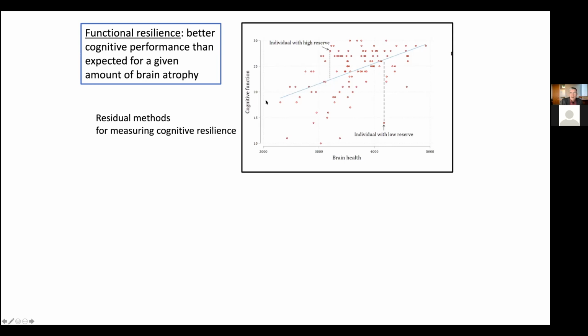I'm showing you here a graph where you're using what's called the residual method to estimate resilience. The way you do this is a regression of some measure of disease impact on some measure of cognitive function. And of course, you'll be able to fit a line to this. Some individuals will beat this, having better cognitive function than you would predict given their degree of brain atrophy. And some will fall below the line and have worse cognition than you would predict given their degree of brain atrophy.